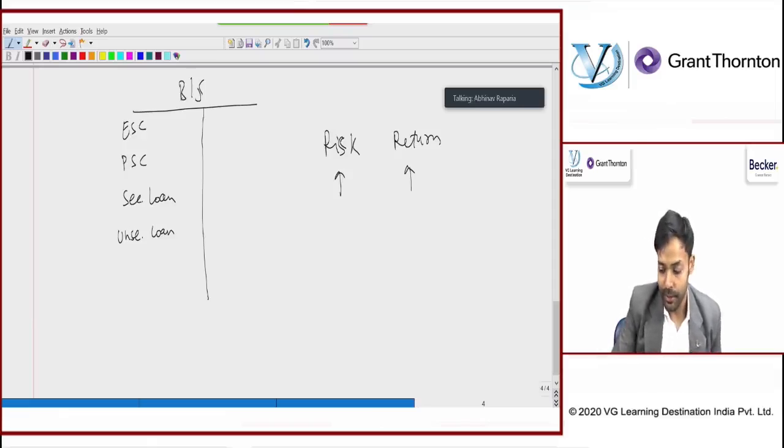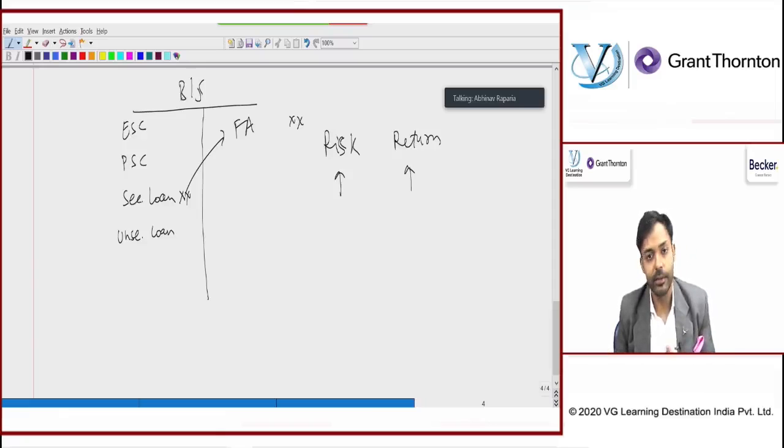Here, the person taking the least risk would be the secured loan holder, because this is something which is already secured with the fixed assets. So this person's risk is the least. So this person is sleeping well, because his risk is already covered by the fixed assets.